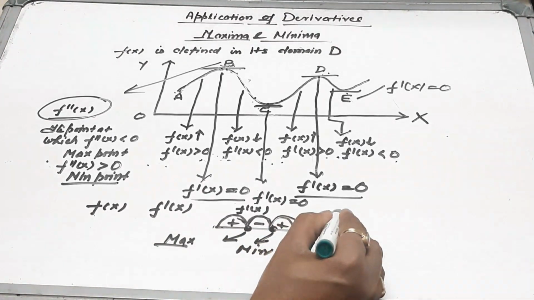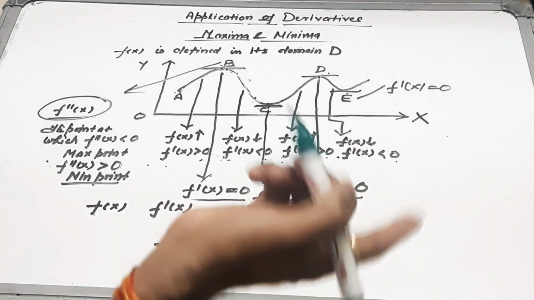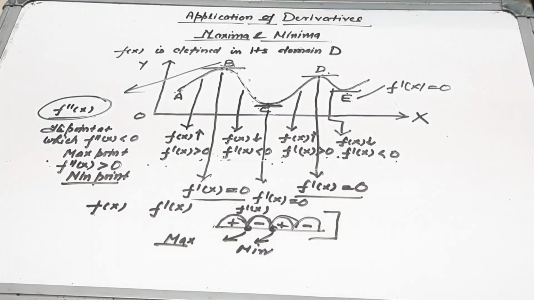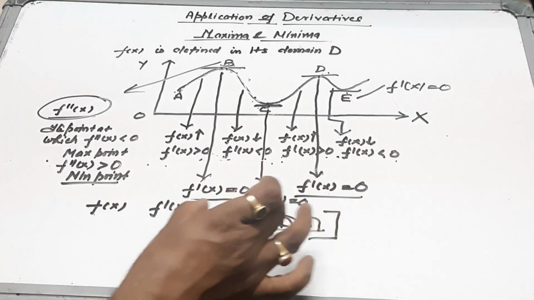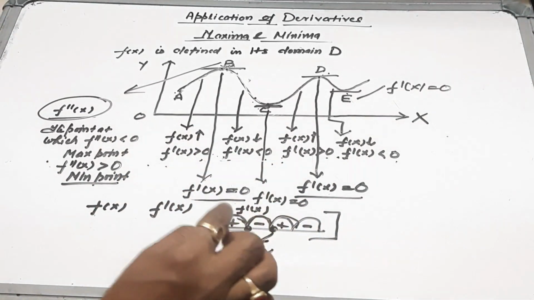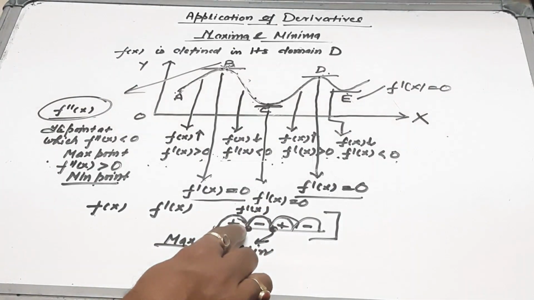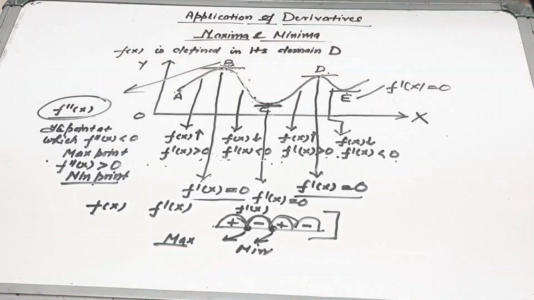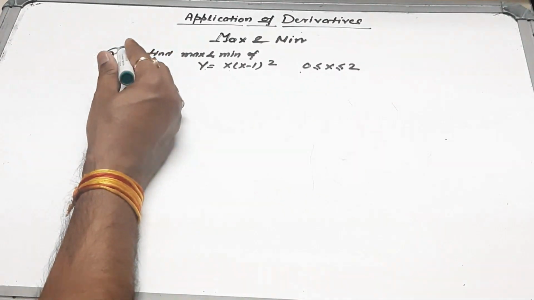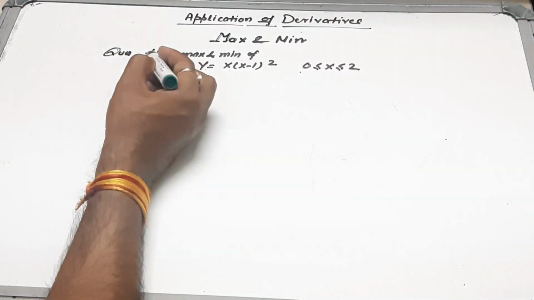I have discussed that in detail in my last video, where I discussed monotonicity of the function. So that way also, by assigning different sign intervals for f dash x, we can find which point corresponds to maxima and which point corresponds to minima. Okay, now let us solve one example.